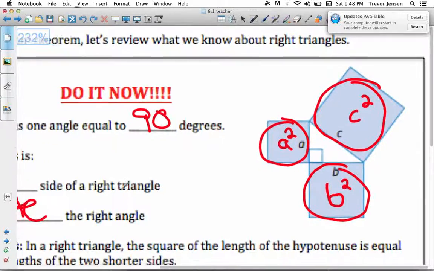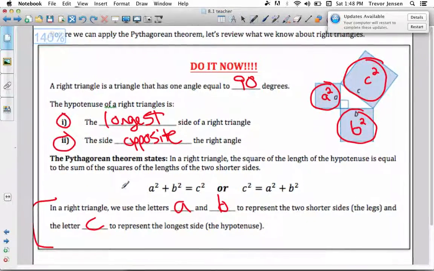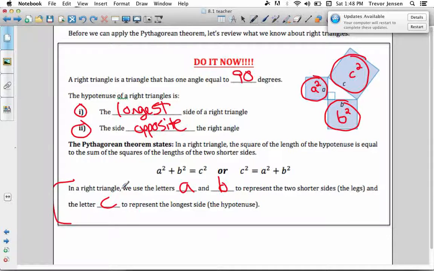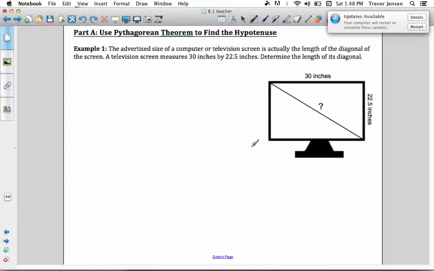So what the Pythagorean Theorem tells me is that A squared plus B squared equals C squared. Or, equivalently, C squared equals A squared plus B squared, however you would like to write it. I will always use A squared plus B squared equals C squared. Okay, now let's actually use the Pythagorean Theorem. So the Pythagorean Theorem tells us that A squared plus B squared equals C squared. And remember, this only works for right triangles.